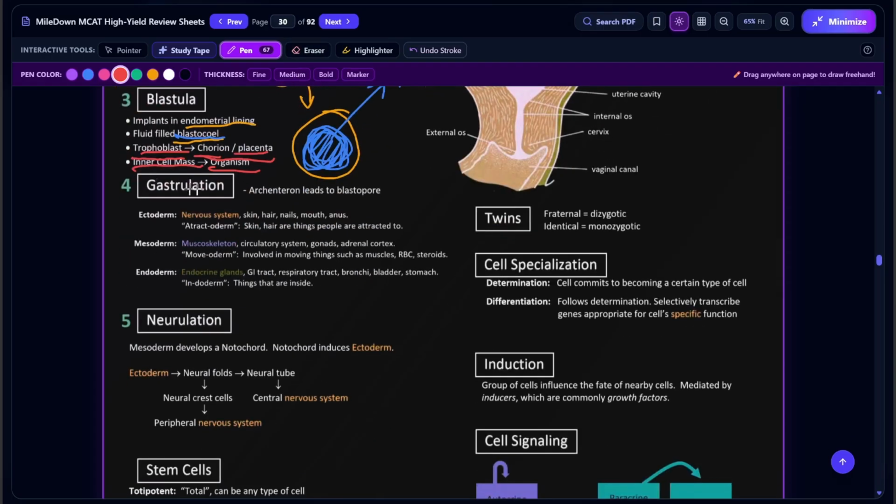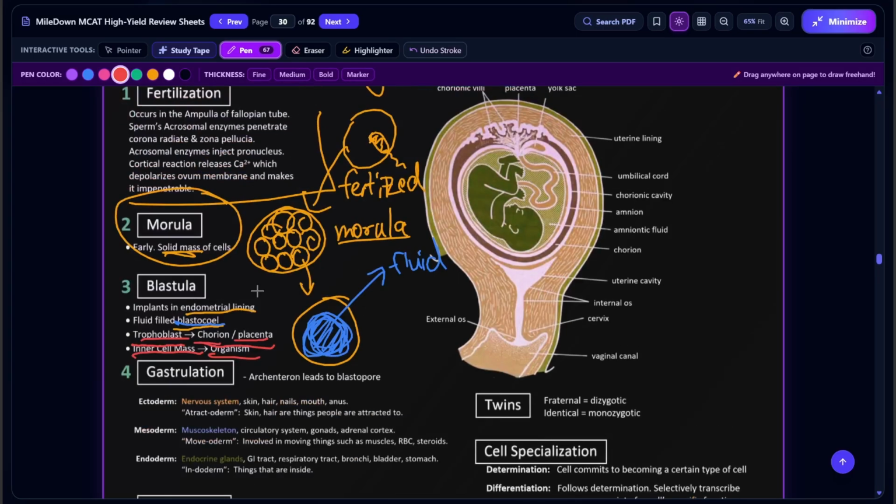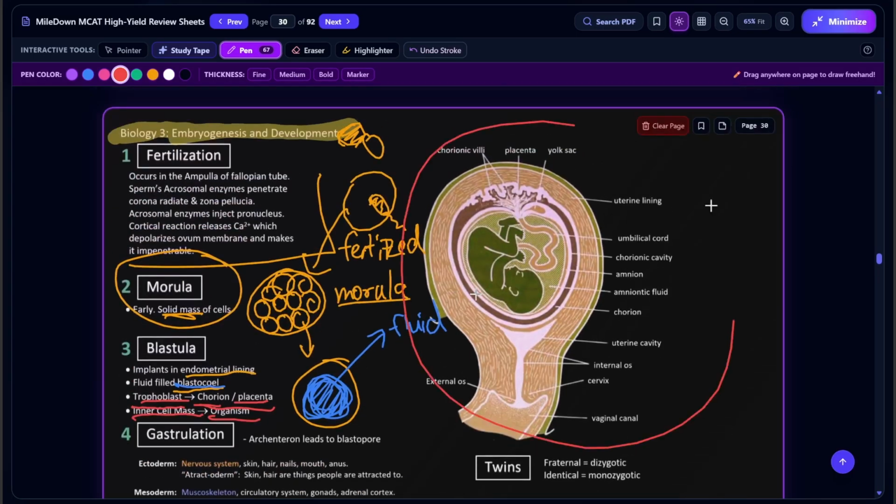Okay, now gastrulation, and searching up diagrams will help you. Actually, why was I searching them up? It's all right here. All right, so where was your chorion? Here's your placenta. Here is your umbilical cord.